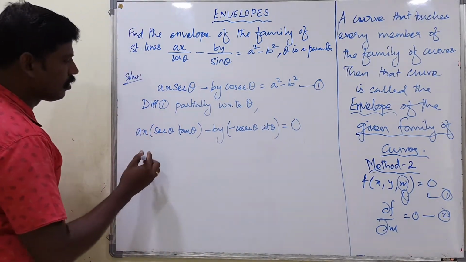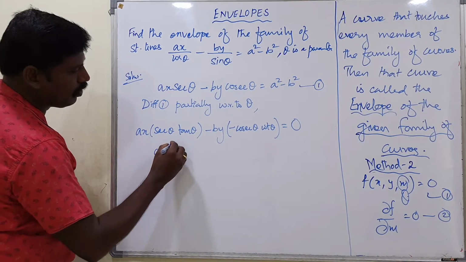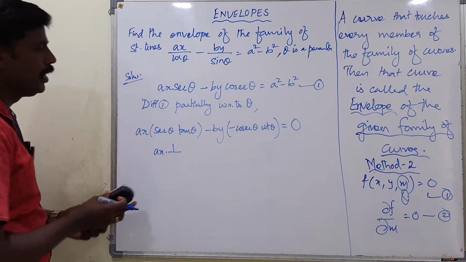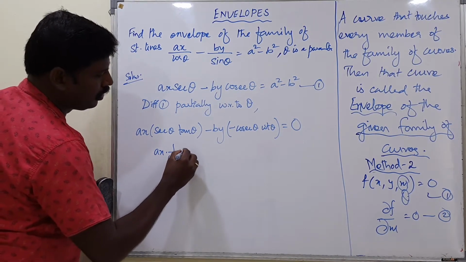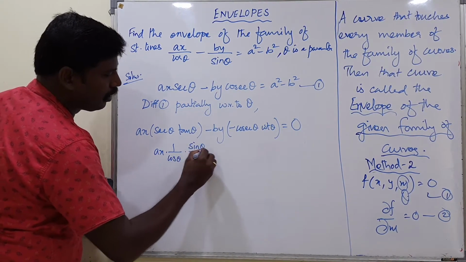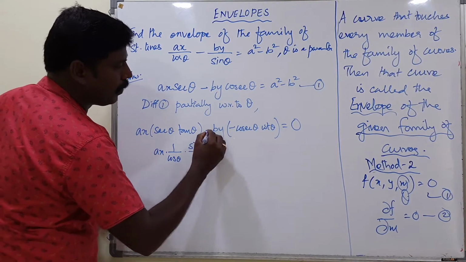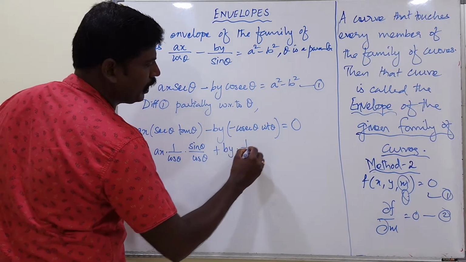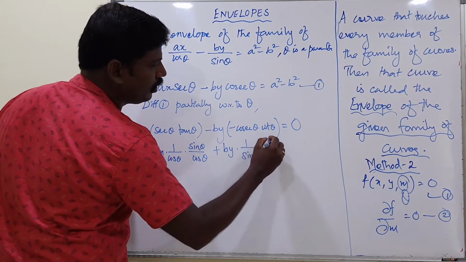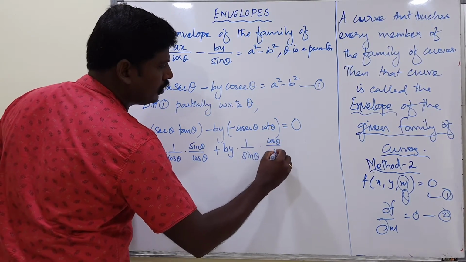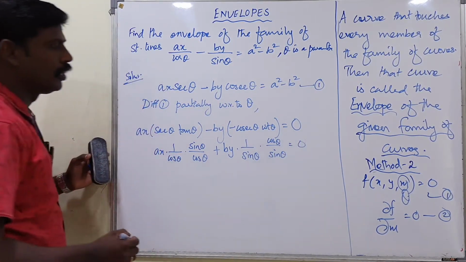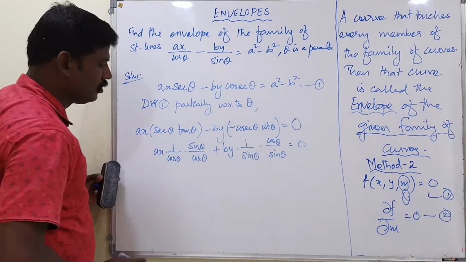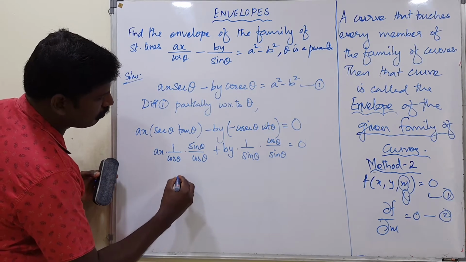Right? How can we simplify this? a x into, what is secant theta again? 1 by cos theta, isn't it? What is secant theta? 1 by cos theta, into what is tan theta? sin theta by cos theta, minus into minus together becomes plus, okay, b y into 1 by sin theta into cos theta by sin theta, isn't it? That is equal to 0, right? I rewrite this equation in terms of sin theta and cos theta by replacing all these values, okay? What you will get after simplification?